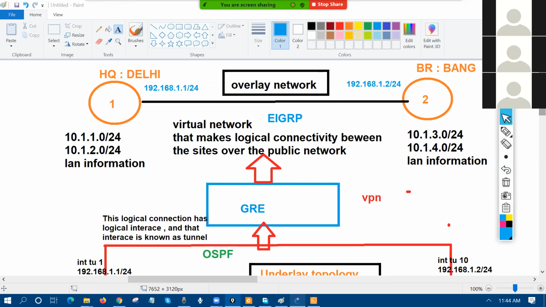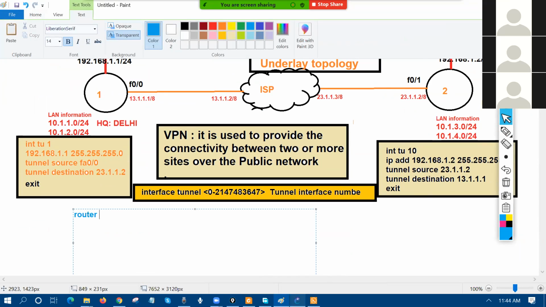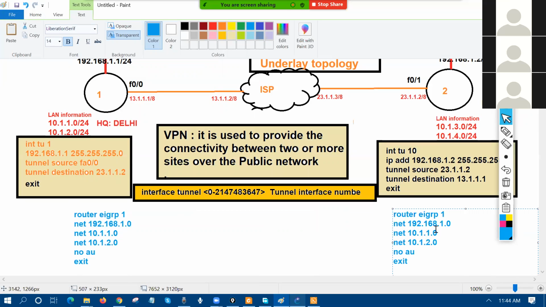So now I'm going to enable the EIGRP. I say router EIGRP number 1, and if you see, I'm just going to put the network command 12.1.0/24. That is my tunnel interface and network. Same thing on this guy, router number 2, 3.0 and 4.0.